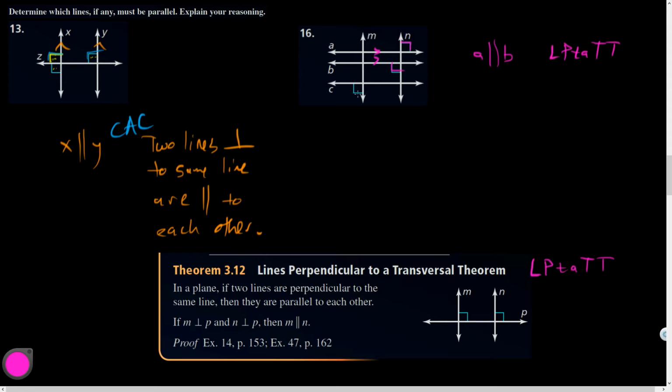And let's see, do I have any? So I know, let's see if I could go for this. Now, I know C is perpendicular to M. I don't know if it's perpendicular to N, so I don't think I have a way of proving M and N parallel.